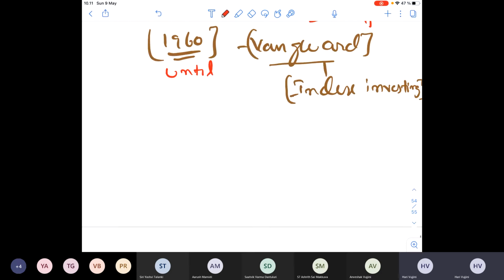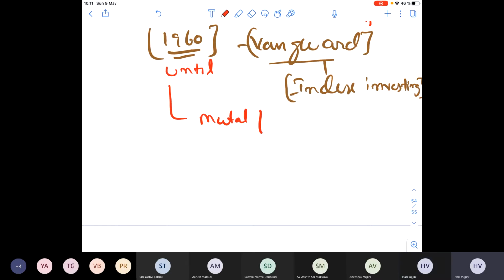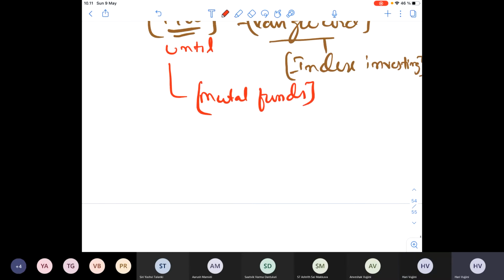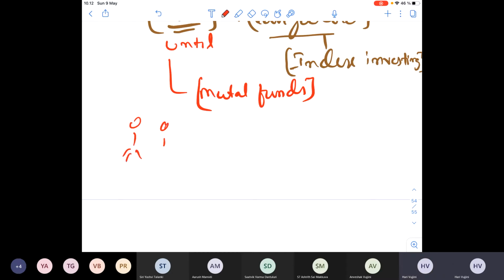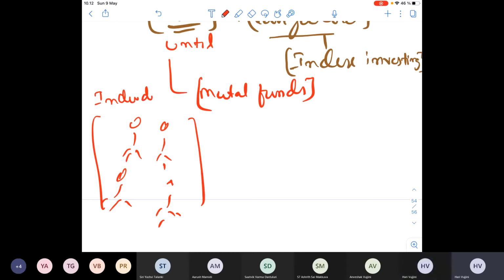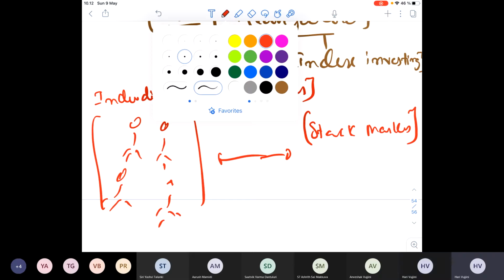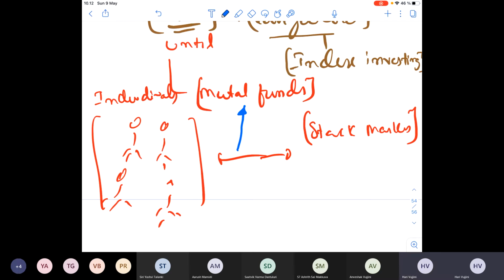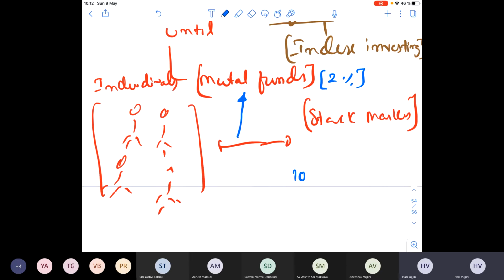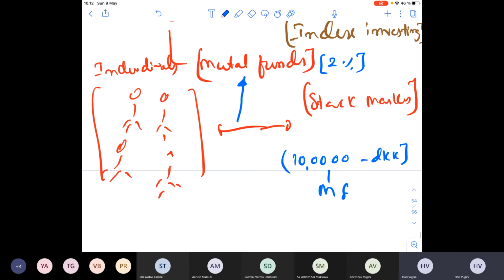Until the 1960s, we had something called mutual funds. Have you heard about mutual funds? Any individual who wants to make money from the stock market or financial markets would go and buy mutual funds. The problem with mutual funds, guys, is they charge a minimum of 2%. For example, if you invest 100,000 Danish krone, DKK, with one mutual fund, MF, which stands for mutual fund.